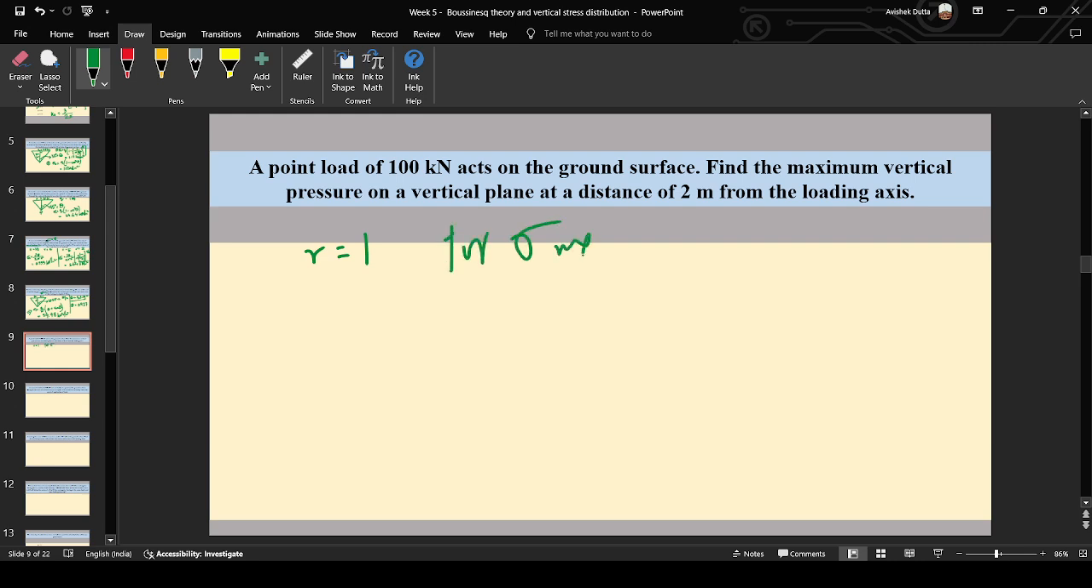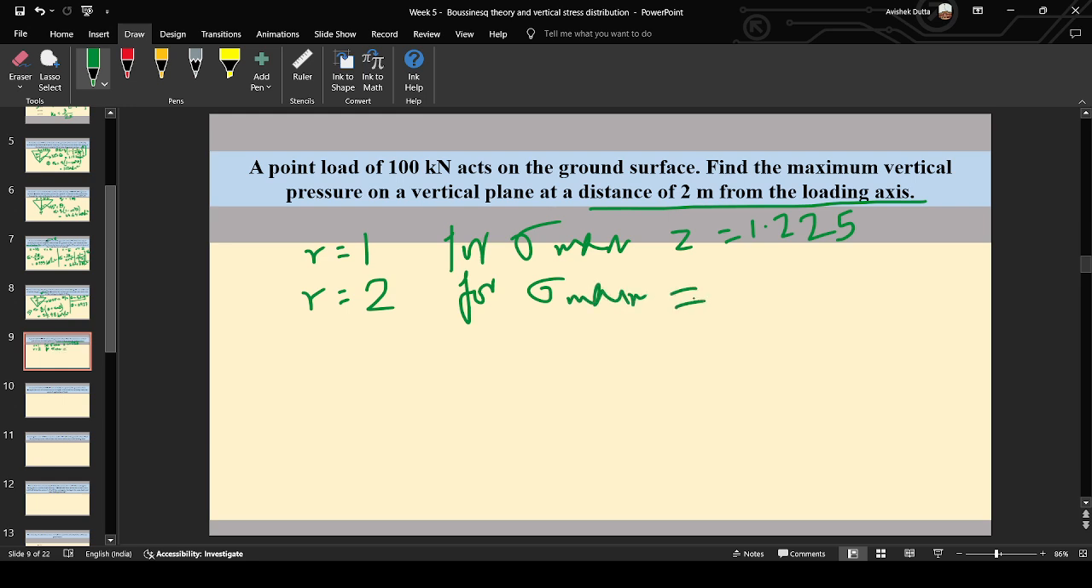for sigma max, Z equals 1.225. Now again, when R equals 2, a distance of 2 meters from the loading axis, the radial distance has gone further away from the point of application of the load, then for sigma max, Z also will be twice. The further it goes from the line of application of the load, the deeper we obtain the maximum vertical pressure. So Z will be how much? Twice the first value, that is 2.45 meter.